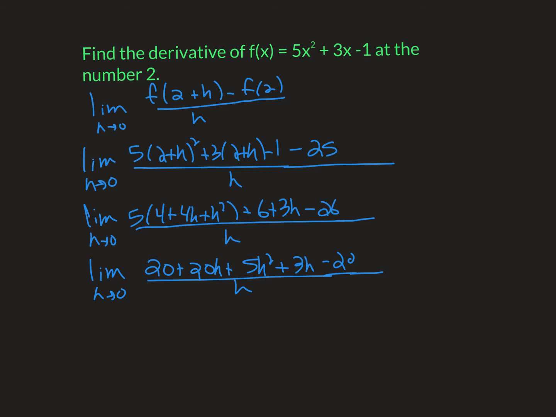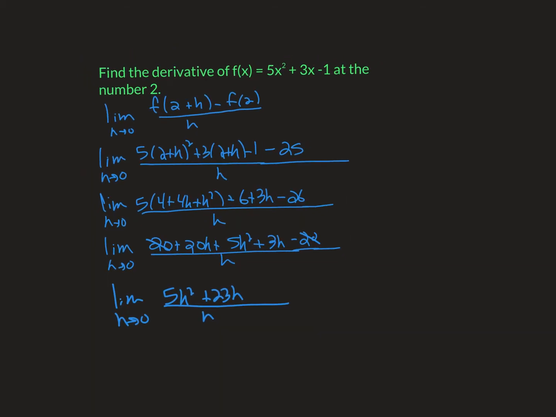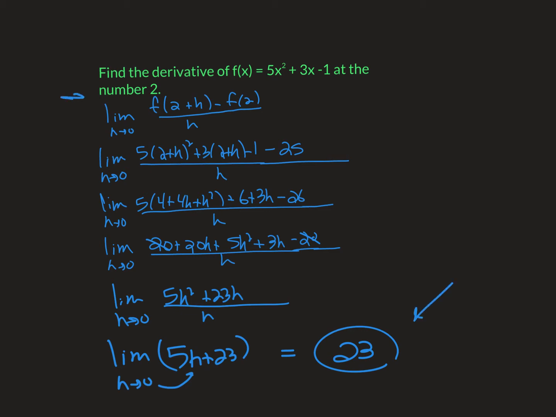Okay, hopefully one or two more steps here and we got it. Limit as h approaches 0 of, notice the 20s cancel. That leaves me with a 5h squared and a 23h over h. Now also notice that the h's cancel. So it gives me the limit as h approaches 0 of 5h plus 23. There's my limit. Now, because that is a polynomial, you can do direct substitution, plug that in, and you get 23. So the derivative of that function at 2 is 23.